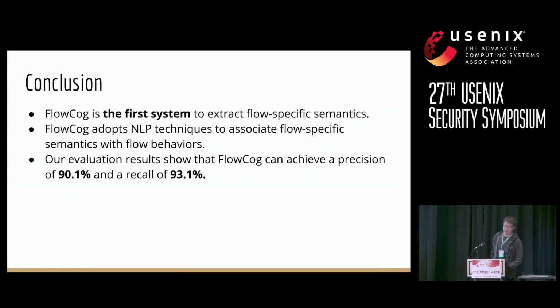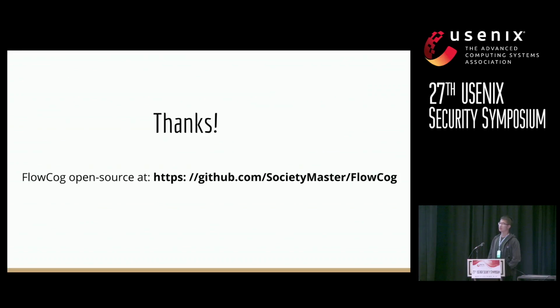So, conclusion. FlowCog is the first system that can extract flow-specific semantics. And FlowCog adopts an NLP technique to correlate the flow-specific semantics with the flow's behavior to determine the flow's legitimacy. And our evaluation shows FlowCog can achieve a high accuracy, like 90.1% precision and 93% recall. Thanks. Our system is open source.